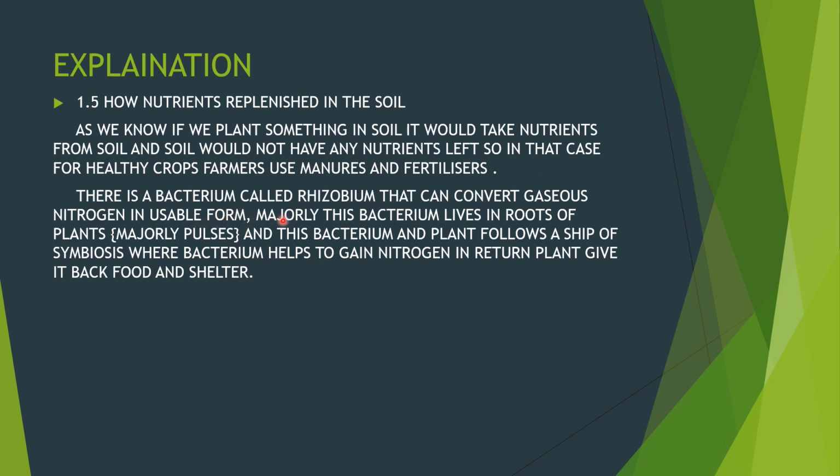There is a bacterium called Rhizobium that can convert gaseous nitrogen into usable form. Majorly, this bacterium lives in the roots of plants, mainly pulses, and the bacterium and plant follow a relationship of symbiosis, where the bacterium helps to gain nitrogen. In return, the plant gives it food and shelter.